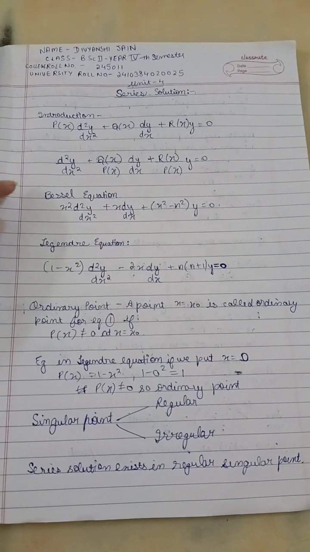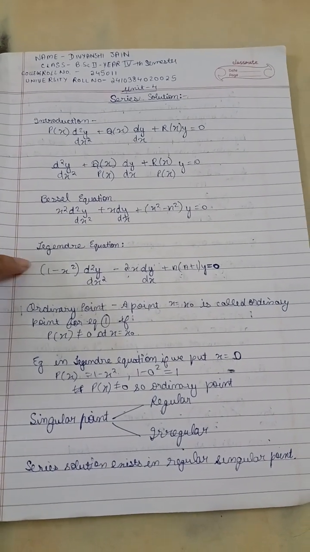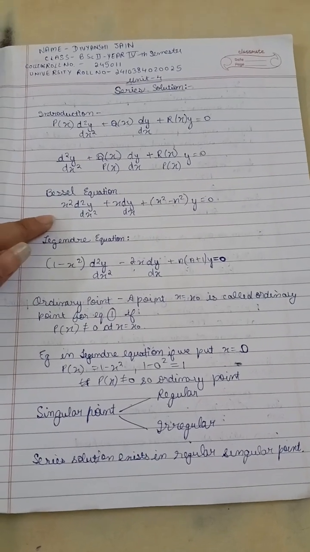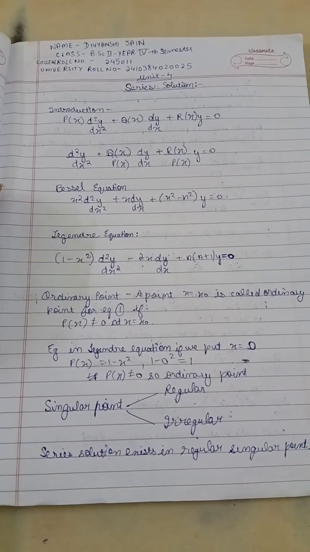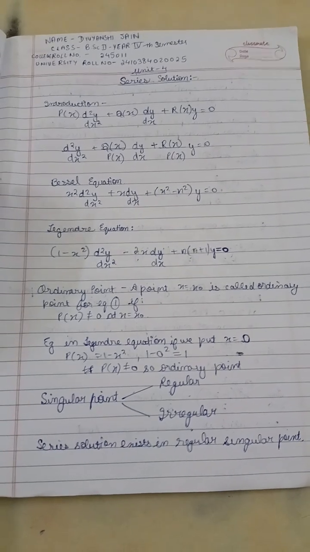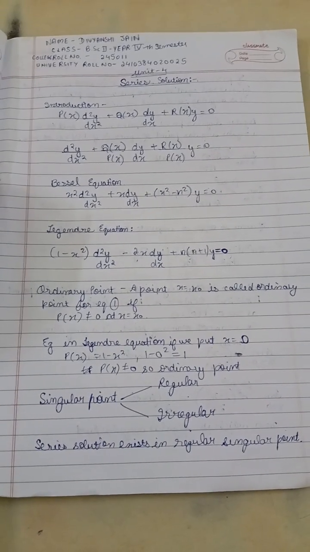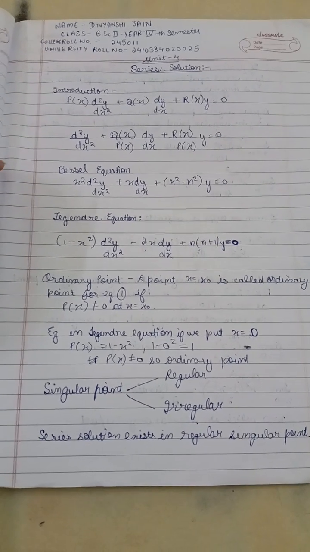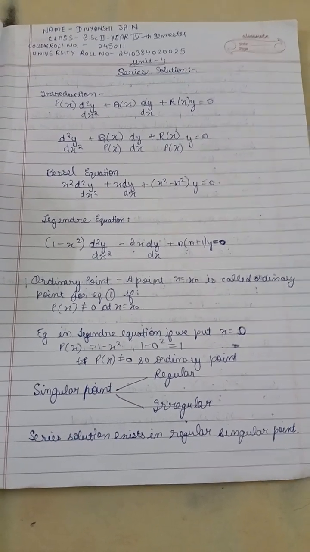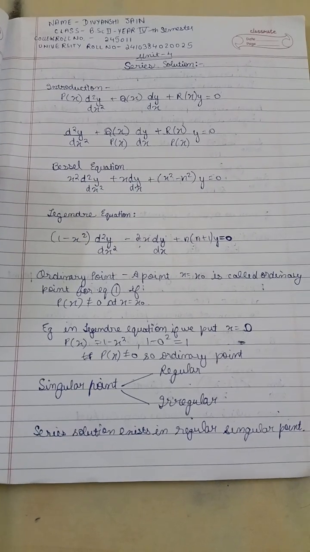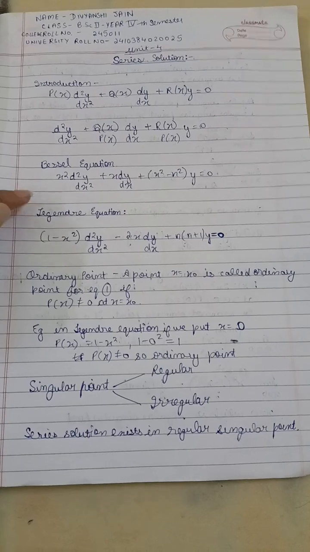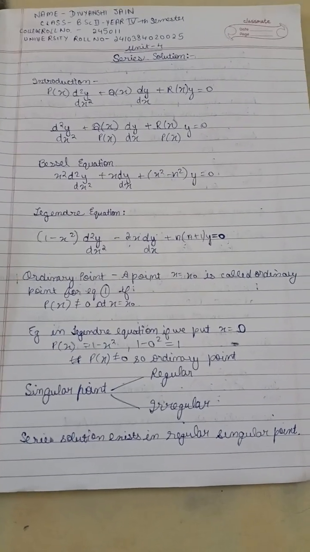We also have certain equations like Bessel equation and Legendre equation, which are of these particular forms: x² d²y/dx² + x dy/dx + (x² - n²) y = 0. This is the standard form of writing Bessel equation. And (1 - x²) d²y/dx² - 2x dy/dx + n(n + 1) y = 0, which is the standard form of writing Legendre equation.